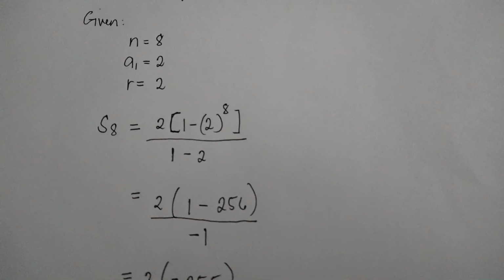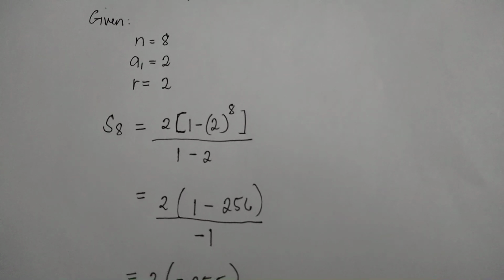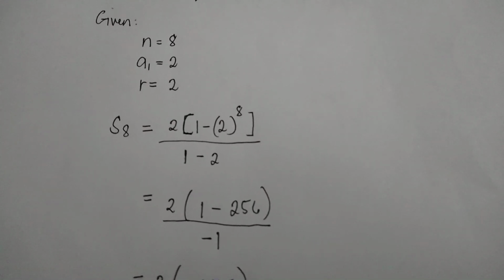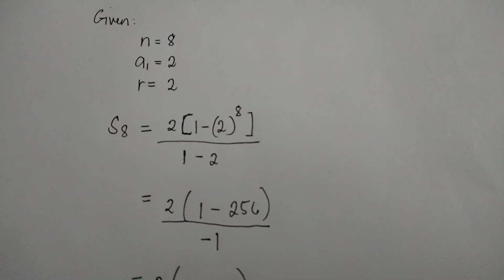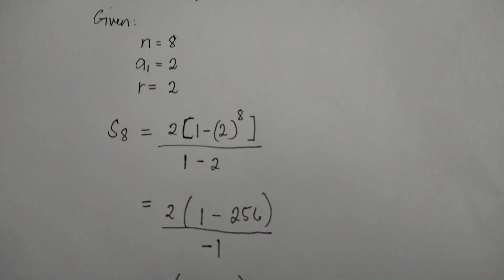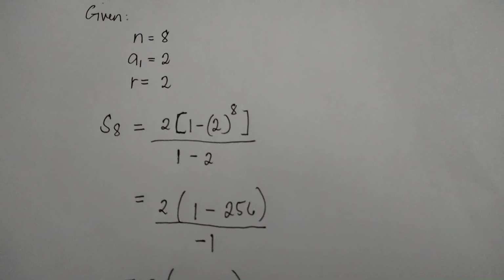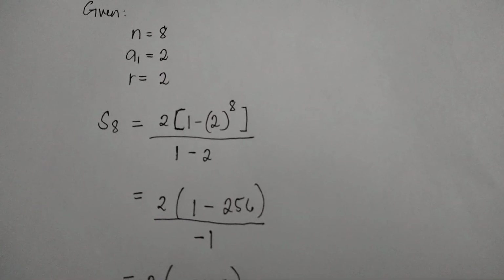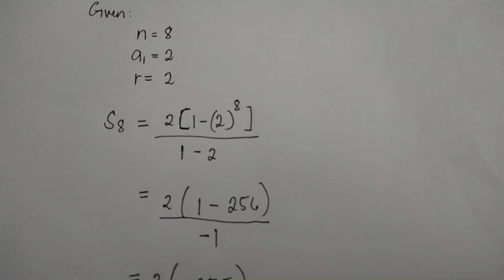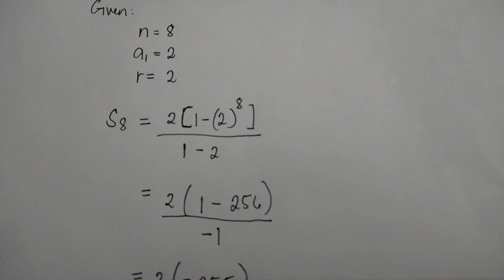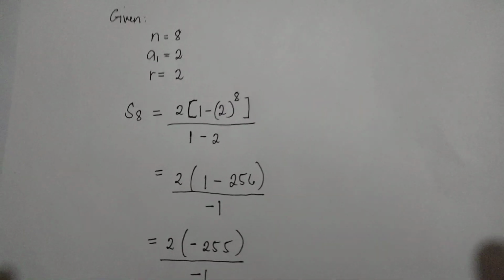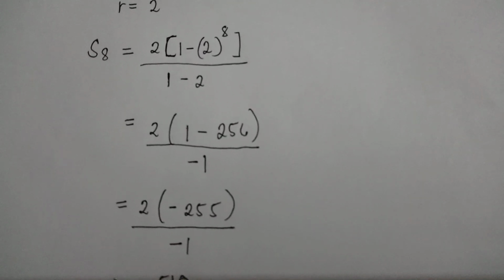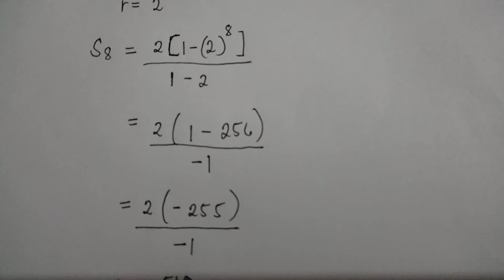2 raised to 8 means 2 times 2 times 2 times 2 times 2 times 2 times 2 times 2, which is 256. That becomes 2 times the quantity 1 minus 256. 1 minus 2 is negative 1. Then, 1 minus 256 is negative 255.